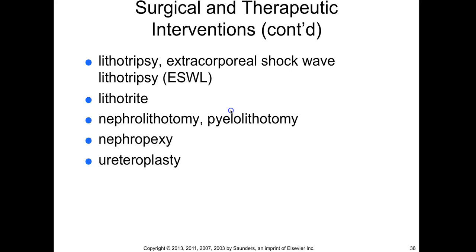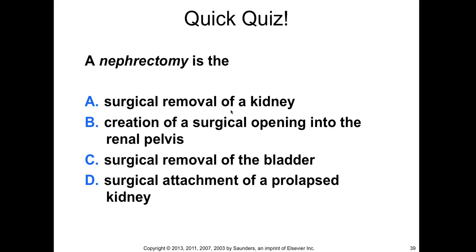Quick quiz question. We have nephrectomy is A, surgical removal of a kidney, B, creation of a surgical opening into the renal pelvis, C, surgical removal of the bladder, or D, surgical attachment of a prolapsed kidney. If you answered A, nephrectomy is surgical removal of the kidney, you are correct.